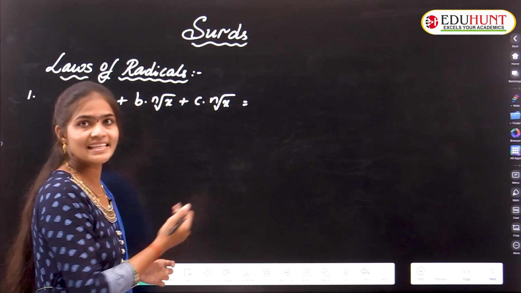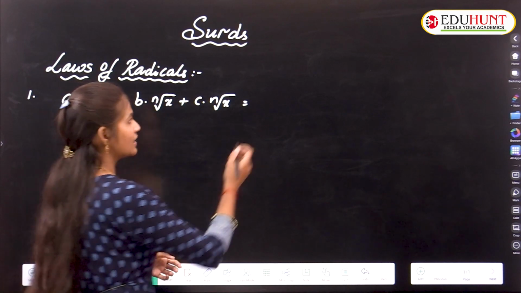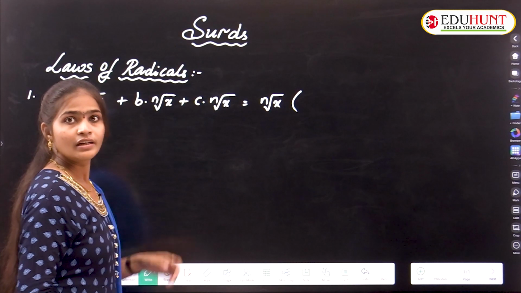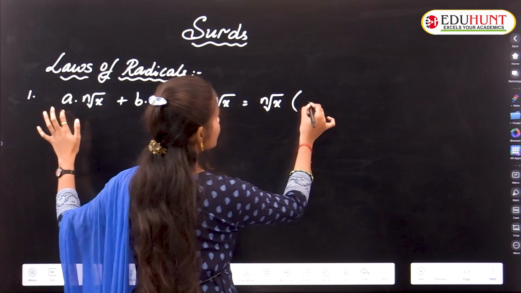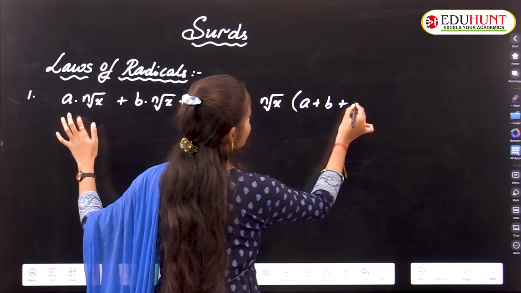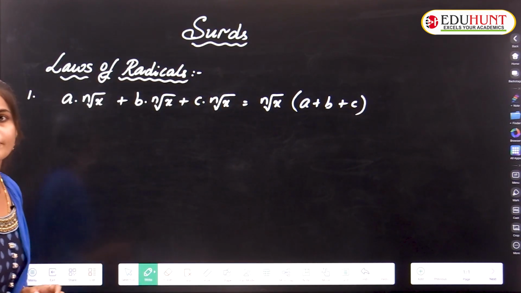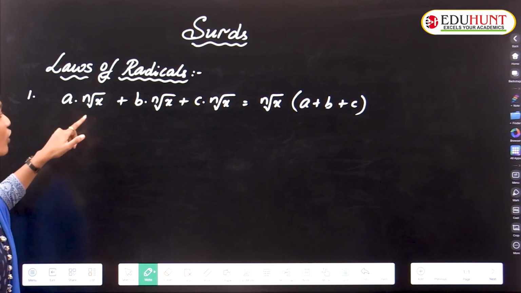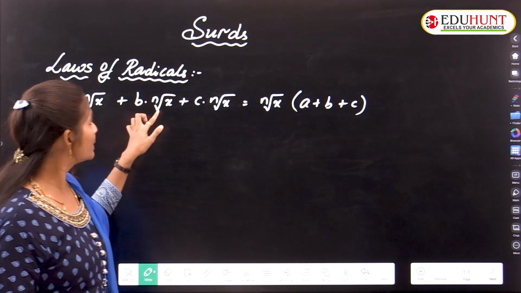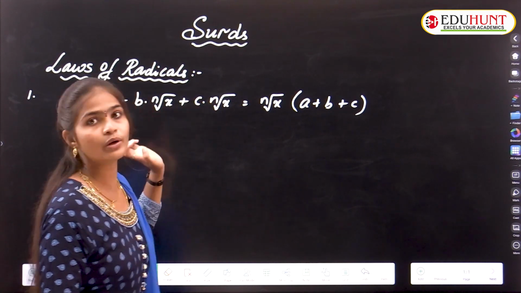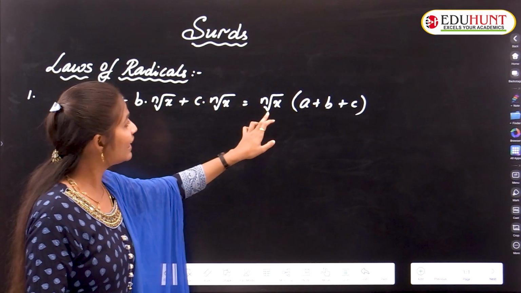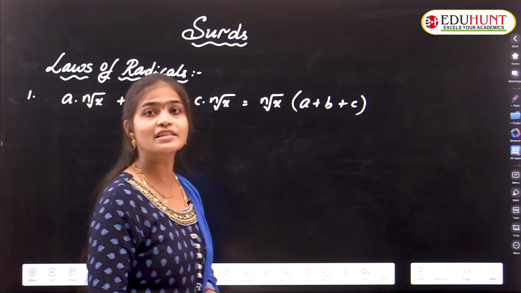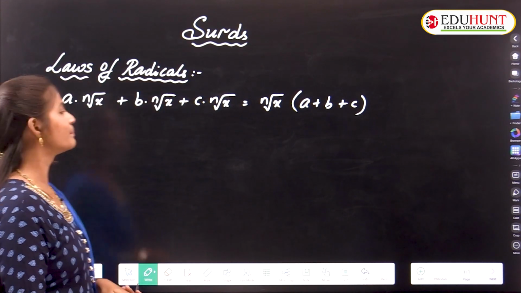Okay. So a plus b plus c. Which part is in common? First I am writing the common part. So nth root of x I am going to take as common. Now the leftover part we have to write, so this is a plus b plus c. So what is the first law? While adding the given surds, a into nth root of x plus b into nth root of x plus c into nth root of x is equal to nth root of x into a plus b plus c. This is the first law based on addition of surds.